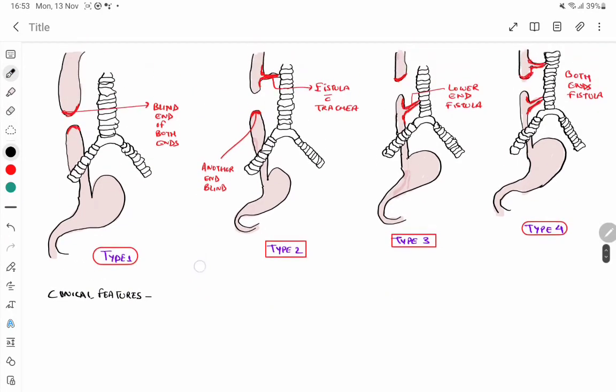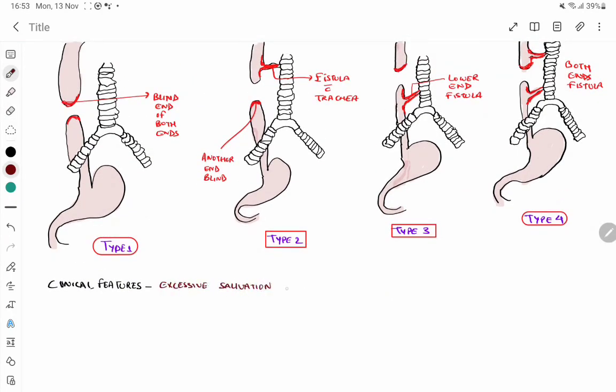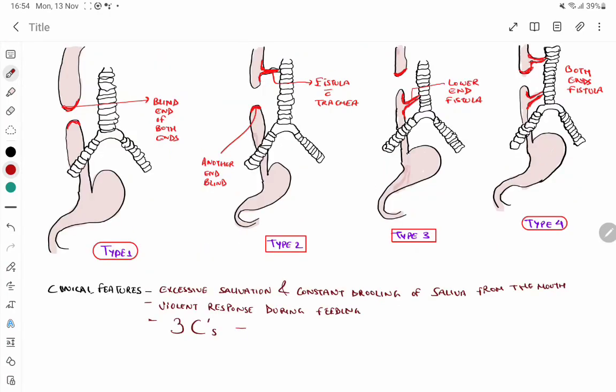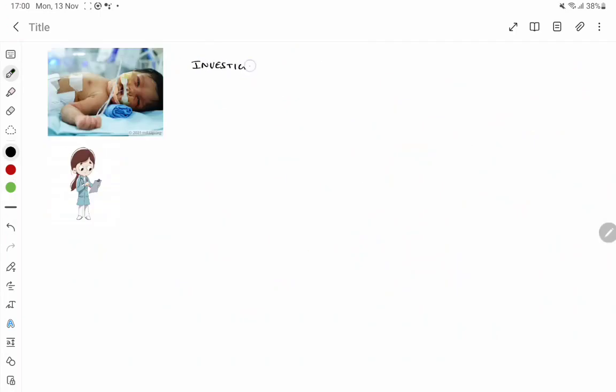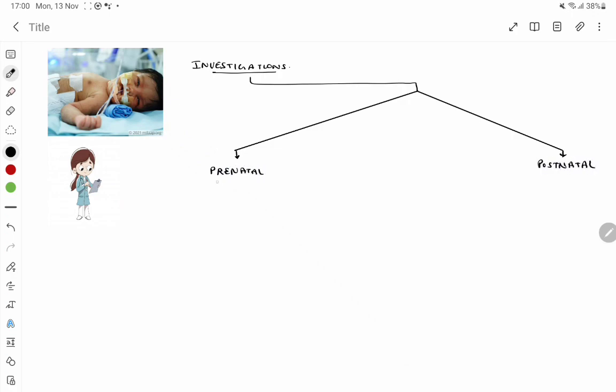So now clinical features. What would be the clinical features of TEF in infants? Excessive salivation, constant drooling of saliva from the mouth, violent response during feeding, the 3 C's, that is coughing, choking, and cyanosis. Abdominal distension is found in types 2, 3, and 4, and there is aspiration pneumonia and GERD-like symptoms.